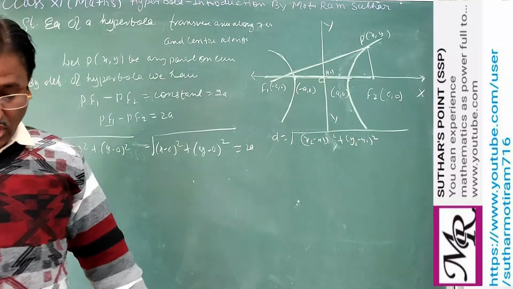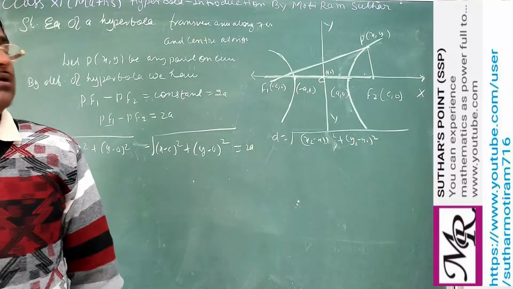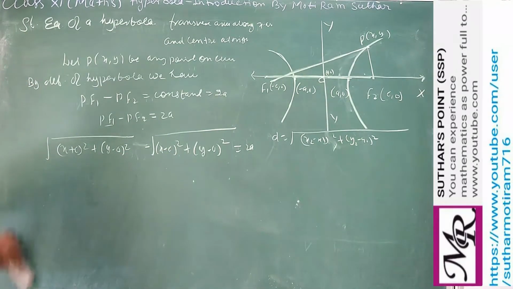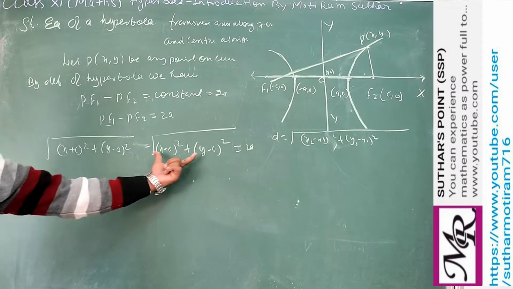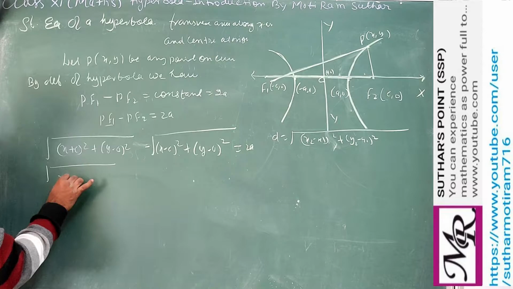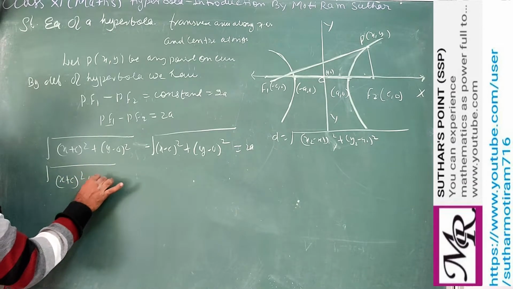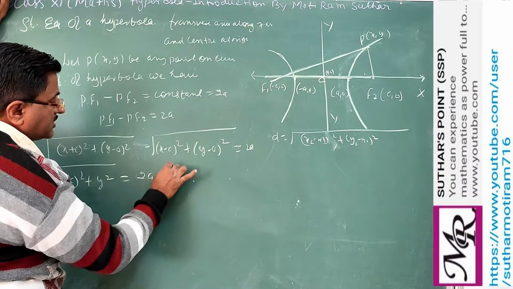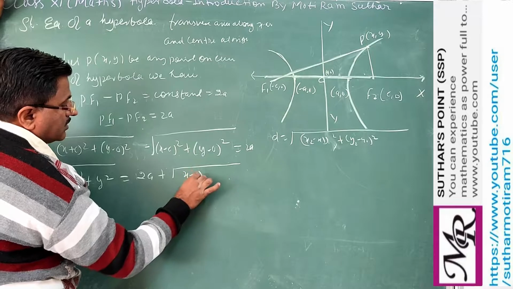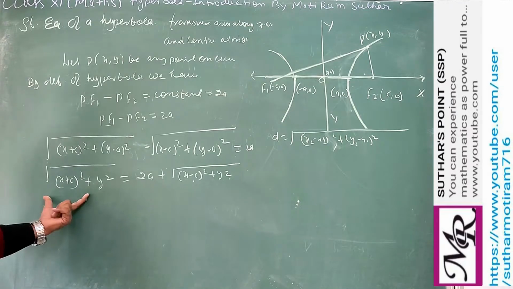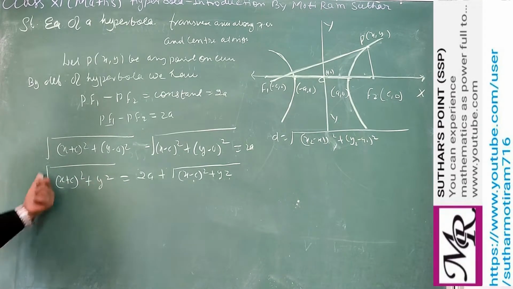Now we have to solve this similar to the case of the ellipse. We have to do it the way we solved it in the ellipse. When two roots come together on one side, we take one root to the other side. So this can be transferred to this side. What we write here: root of (x plus c) whole square plus y square equal to 2a plus root of (x minus c) whole square plus y square, since the minus converts into plus when transferred. Now to remove the root, we square.